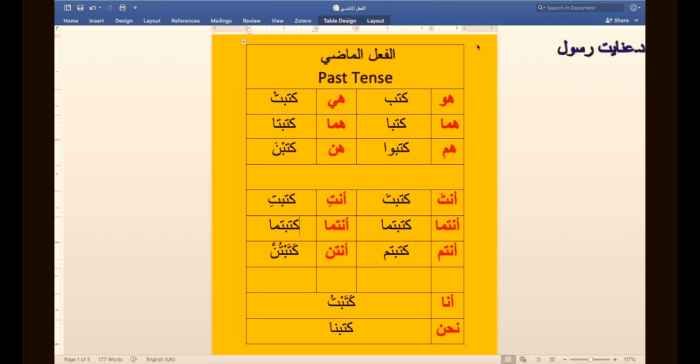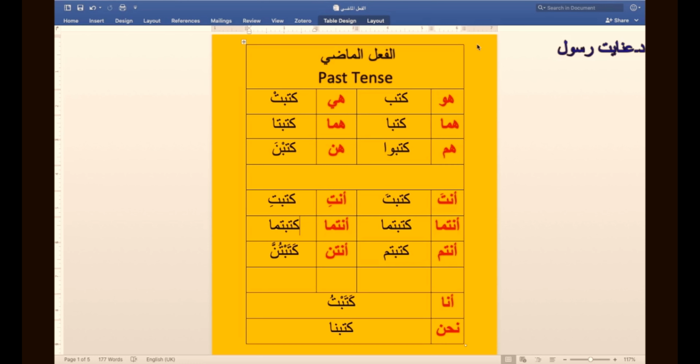Likewise, hum, katabu, waw and alif is added at the end. Katabna, noon is added. Anta katabta, anti katabti, and so on. Ana katabtu, ta at the end with dhamma. Nahnu katabna, noon and alif is added at the end.